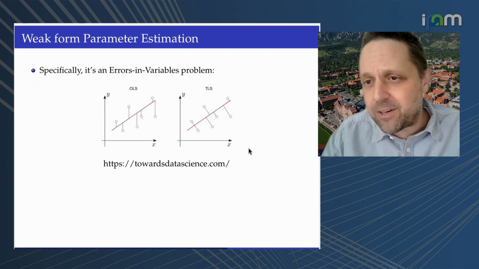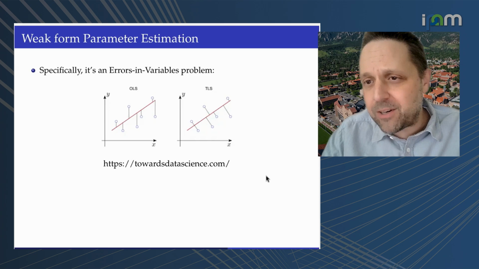So the pictorial demonstration of this is in ordinary least squares, you have errors that are just in the output, that B vector vertically. The problem is that you actually have a total least squares problem. So if you don't account for this and you just use the regression or the sparse regression, the coefficients that you get will be biased. They will, in essence, be wrong if you have noisy data.